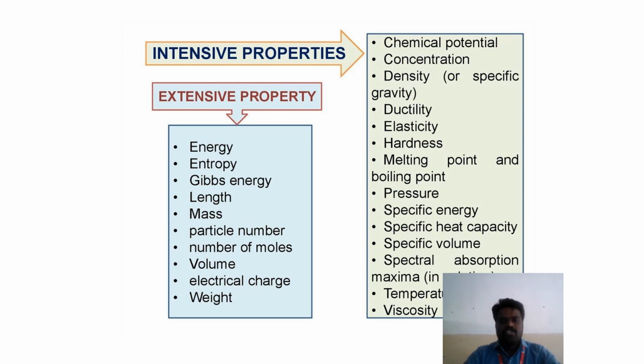The second is extensive properties. An extensive property depends on the mass. These are the properties: energy, entropy, Gibbs energy, length, mass, volume, electrical charge, and weight. These all depend upon the mass. So these are the intensive properties and the extensive properties.